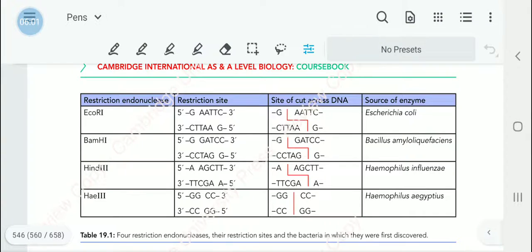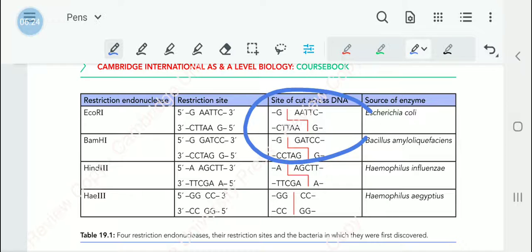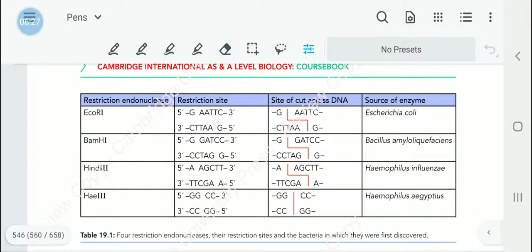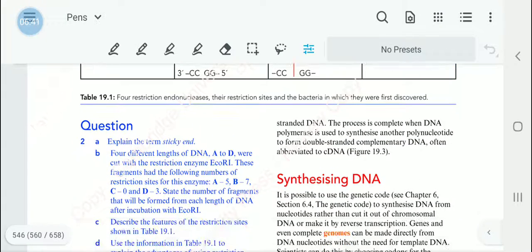So it is going to be like this. Now here they have given EcoRI, restriction site is 5' G AATTC 3'. As you can see, the site of cutting is going to be as shown in the third line. I hope this table makes sense to you. Please go through it very carefully. If you have any doubts, you can ask. If you do not have any doubts, please do question number 2.